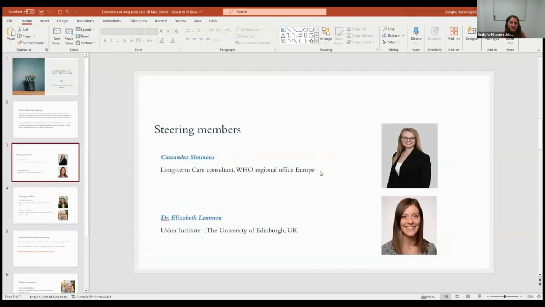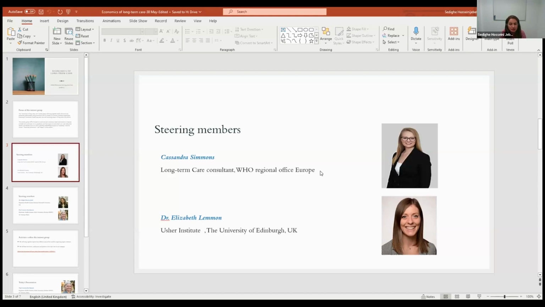We have 4 steering members, including myself. I'm proud to introduce our colleagues in this interest group. Cassandra Simons is the technical advisor for long-term care in the WHO regional office right now. She has a master's degree in economics and previously worked with the European Center for Social Welfare Policy and Research with a focus on the financing of long-term care, quality of care, and informal caregiving as well.